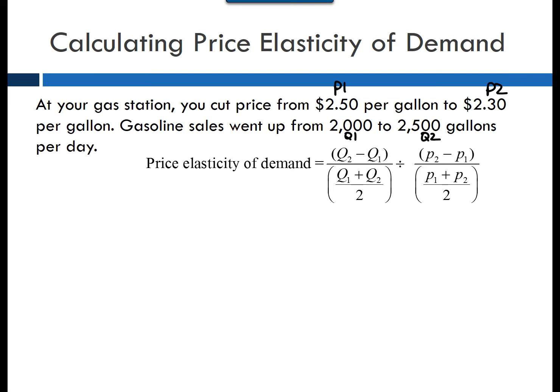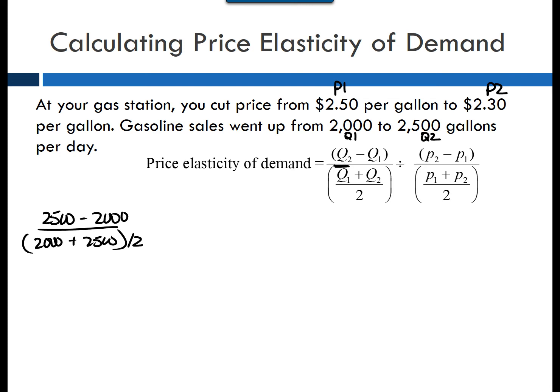So for this one, we do the quantity first. So the quantity went to 2,500 from 2,000. And then I'm going to average the two. So 2,000 plus 2,500 divided by 2 to get the average. Make sure you put Q2 first because you need to see how much it went up. In this one, we're going to ignore the signs, but in some of the other elasticities, the sign does matter. So it's important to get these in the right order so you come up with a positive number when you need a positive and a negative when you need a negative.